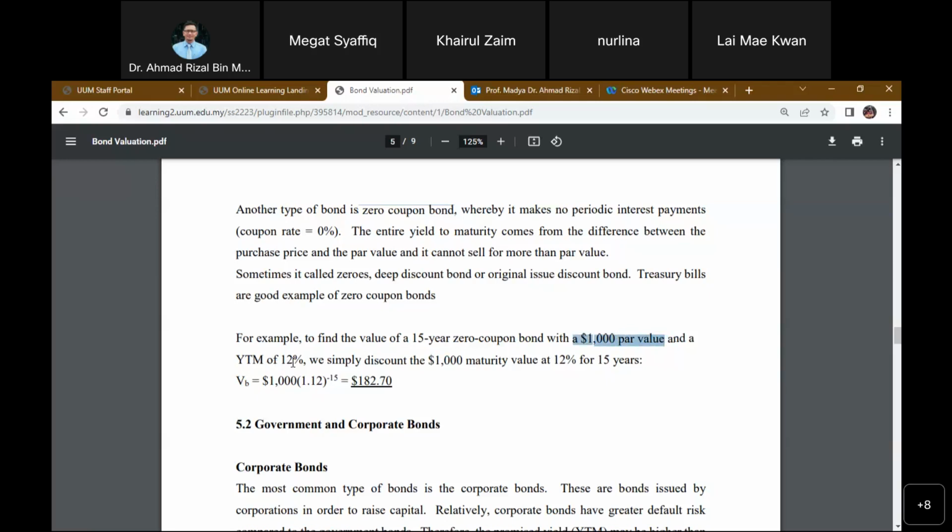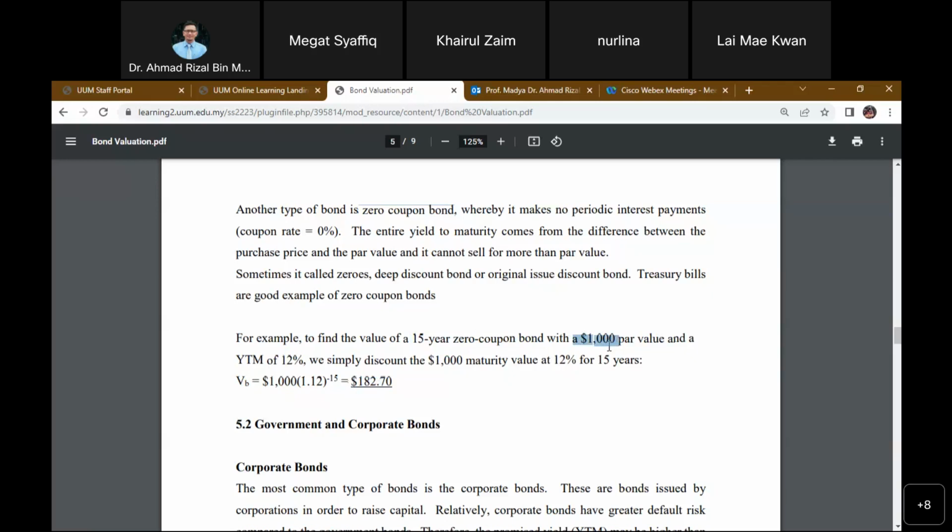And a certain interest rate prevails. So in this case, let's say the interest rate is 12%, and it's a 15-year zero coupon bond with a 1,000 par value. It's a very simple calculation because there is no coupon payment. There is just this 1,000 par value as a single amount that you will get upon maturity. This 1,000 is discounted at 12% because the YTM is 12%, to the power of negative 15 because of 15 years. So the value is 182.7. For this zero coupon bond, a person who purchased it at 182.7 will not receive any coupon, but after 15 years, at maturity, will get the 1,000 par value.